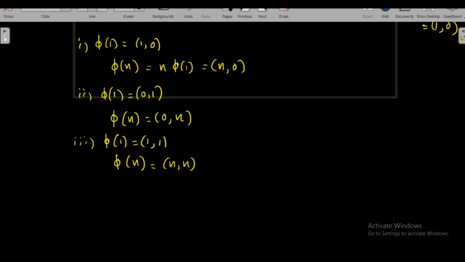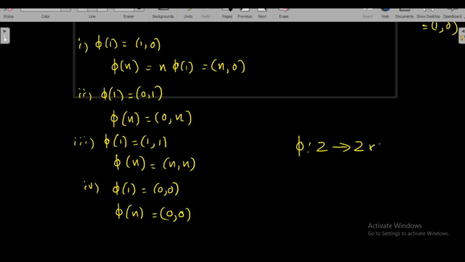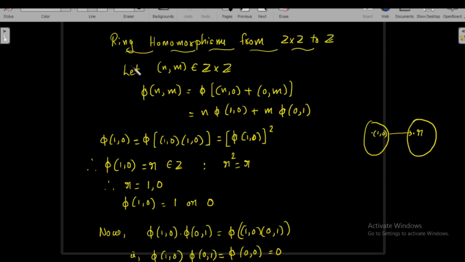And in the last case, φ(1) equal to (0,0), and here φ(n) equals n times φ(1), which is also equal to (0,0). Therefore, these are the only ring homomorphisms from ℤ to ℤ × ℤ. So there are 4 ring homomorphisms from ℤ to ℤ × ℤ. Now we are going to find the ring homomorphisms from ℤ × ℤ to ℤ. So we have to define a ring homomorphism φ from the ring ℤ × ℤ to the ring ℤ.